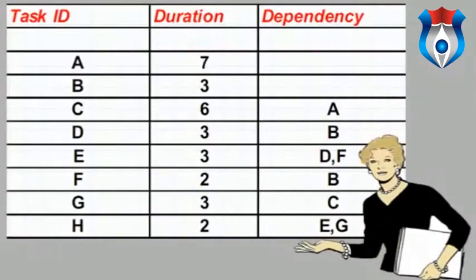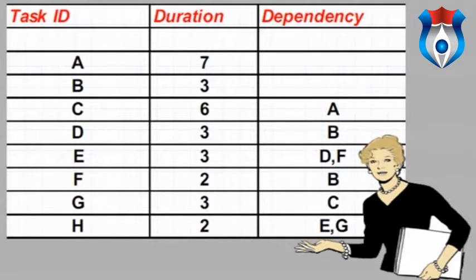This is an example question for the critical path method. Task ID means the symbol that represents each activity. Duration means the time needed to finish each activity. And dependency means the next activity after finishing the previous activity.